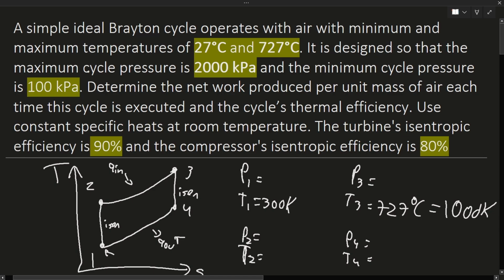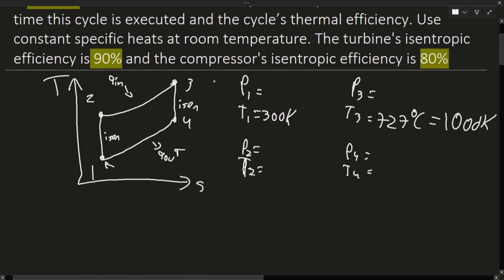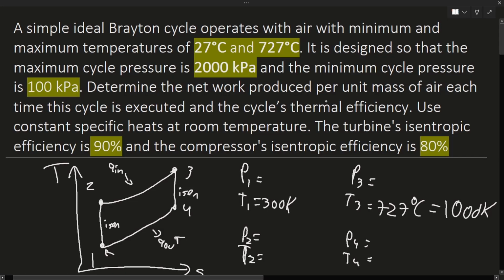It's saying it's designed so that the maximum cycle pressure is 2000. And remember that from 2 to 3, it's going to be constant pressure. So we know that at points 2 and 3, the pressure is 2000 kPa. And the minimum is 100, so we know from point 4 to 1, it's constant pressure. So we already know these temperatures and pressures.